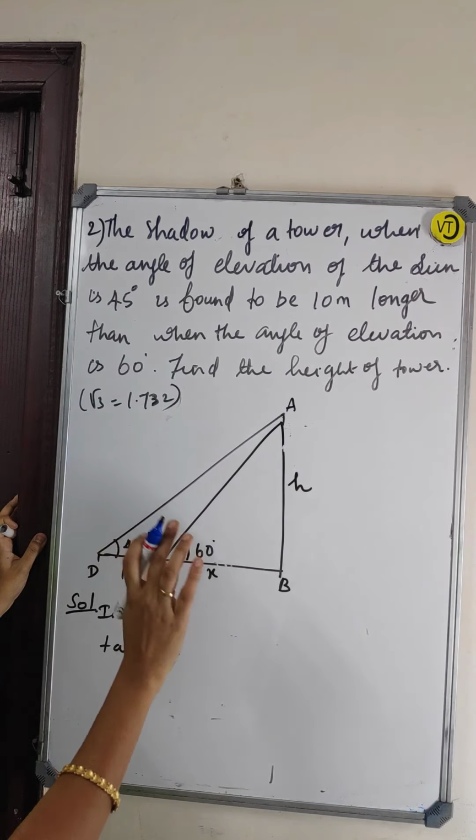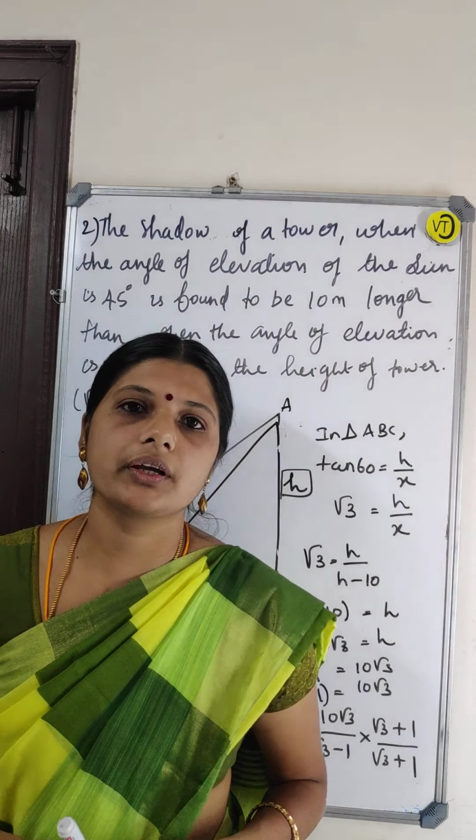Root 3 into root 3 is 3, and 3 minus 1 is 2. So it is 15 plus 5 root 3. 15 plus 5 root 3 is your answer. 30 by 2 is 15, 10 by 2 is 5. Right? So the height of the tower is h equal to 15 plus 5 root 3. After that you multiply by 1.732 and you will get the exact value of h. Right? Okay guys, thank you.